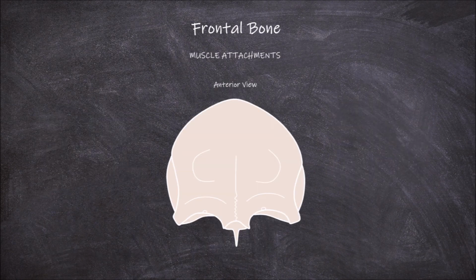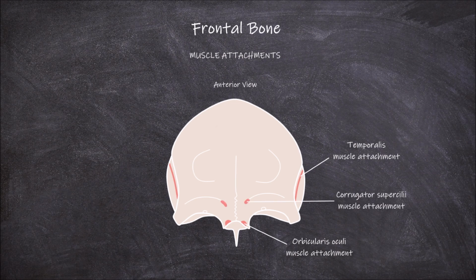What about the muscles that attach to this bone? A portion of the orbicularis oculi muscle originates from the nasal part of this bone. A portion of the temporalis muscle originates from the portion of this bone that makes up the anterior portion of the temporal fossa. The corrugator supercilii muscle originates from the medial end of the superciliary arch of this bone.